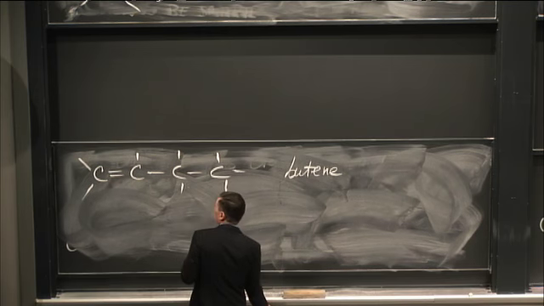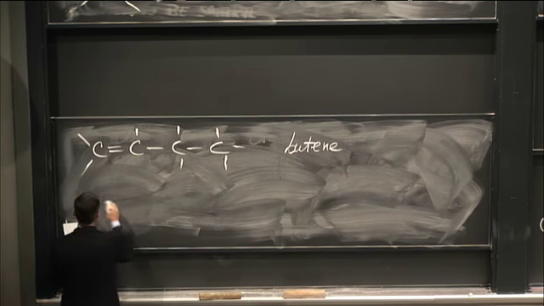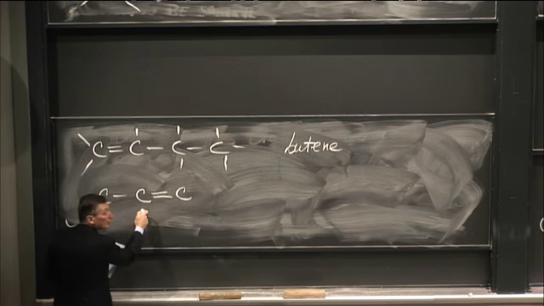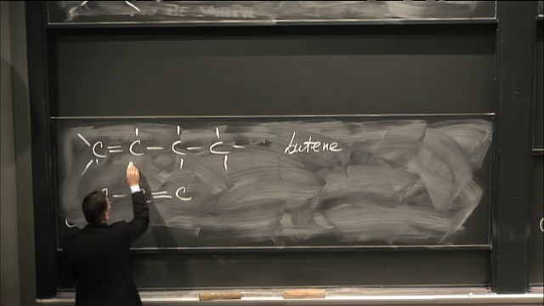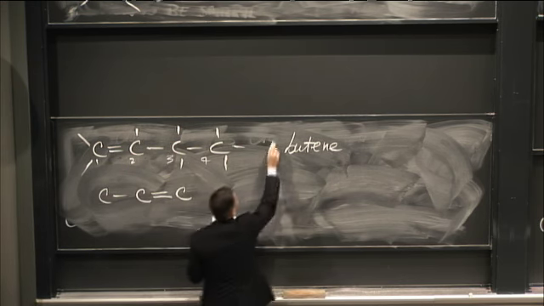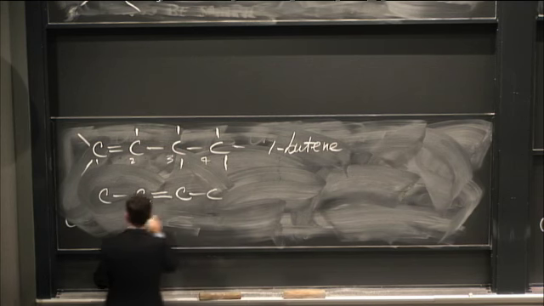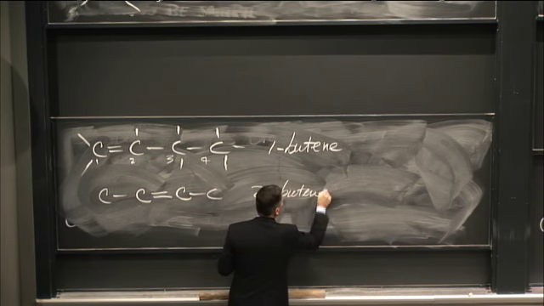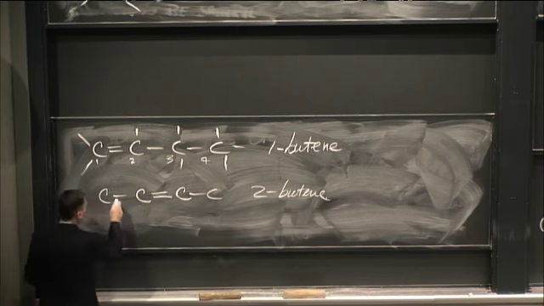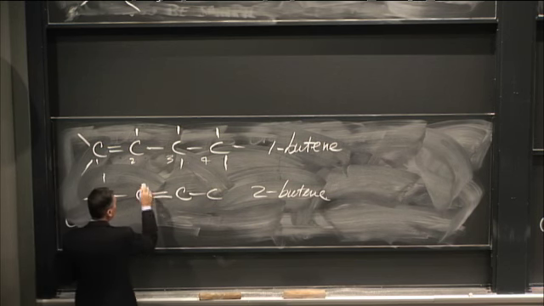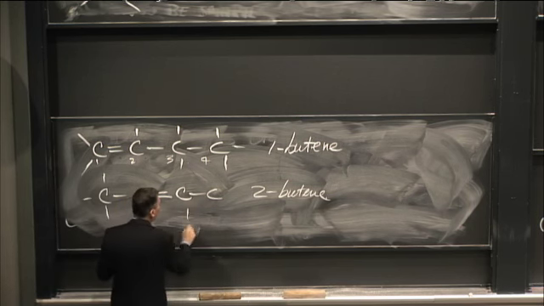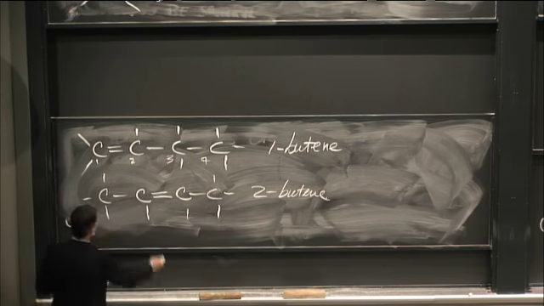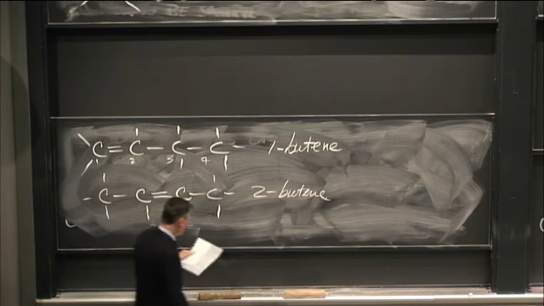But there's another place I could put the carbon-carbon double bond. I could do it this way. Make a carbon-carbon single bond, move the carbon-carbon double bond over to the number 2 position. This is 1, 2, 3, 4. So this is going to be 1-butene, and this one here is going to be 2-butene. I've proven to you, I hope by now, that I can count to 4. So this is 2-butene, all right.